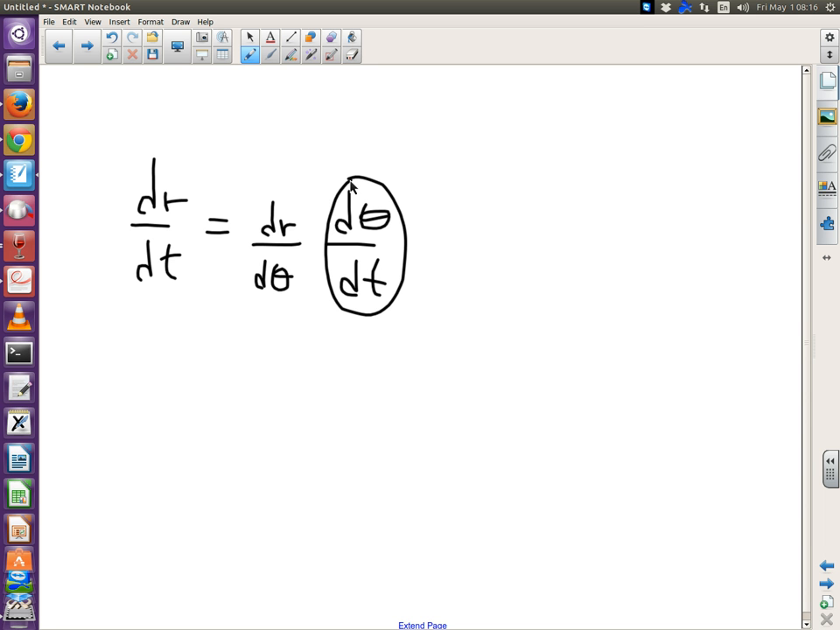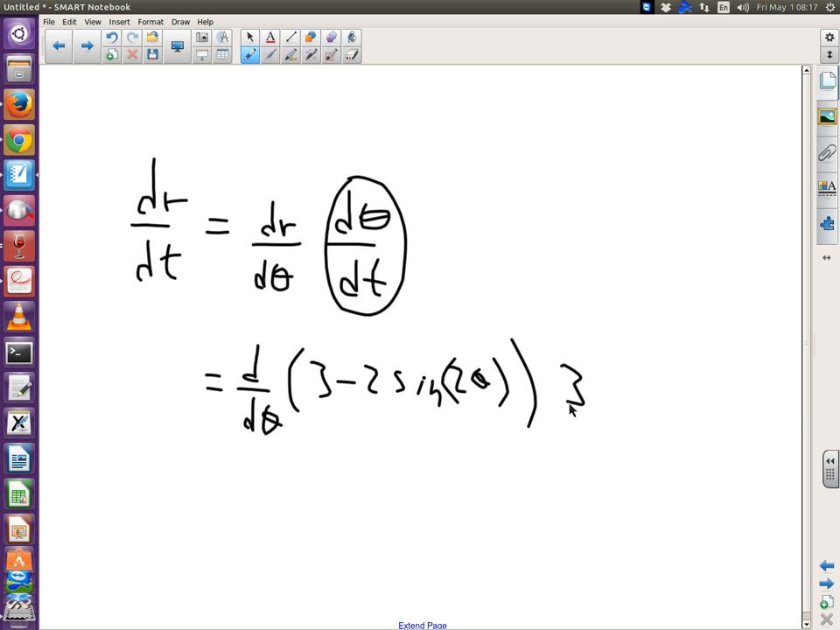So this is going to be the derivative with respect to theta of your r, which was 3 minus 2 sine 2 theta, times 3, because this is a constant. You can put that in the calculator, do derivative at a point, but do you have to? What's the derivative?